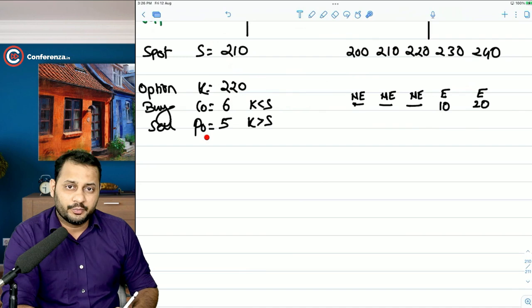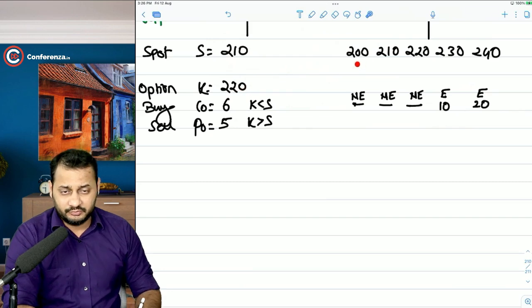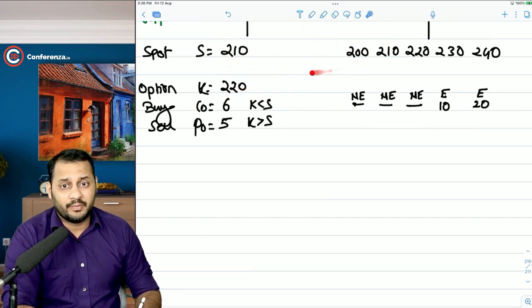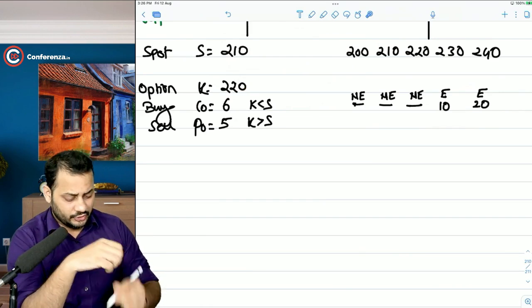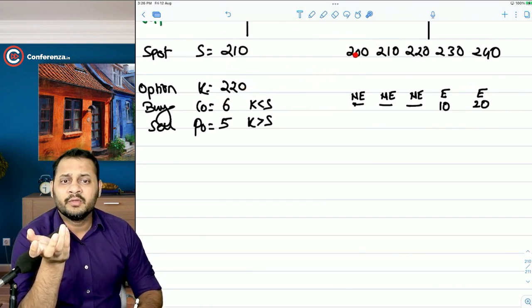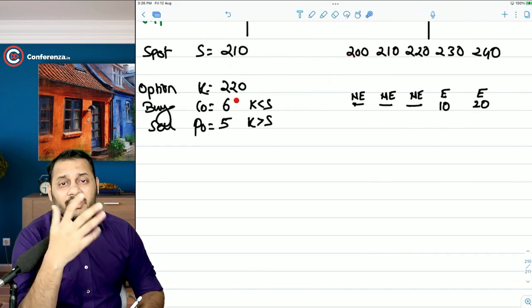Now let's look at the put option. For the put option, you have paid a premium of 5 rupees. And if the market price after 3 months goes to 200 rupees, you will be ready to sell at 220. Why? Because in the market it is selling at a lower price and you have the right to sell the same stock at 220. So yes, you can just simply buy the stock from the market and sell it in the put option.